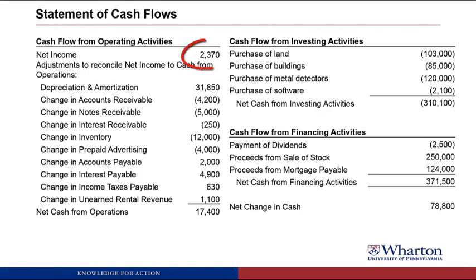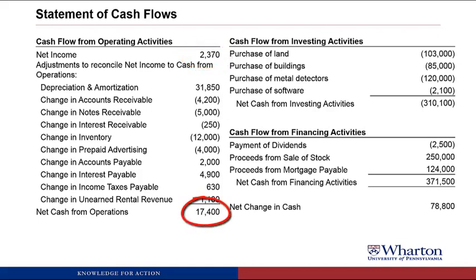So we see Relic Spotter's net income, which answers the question, did Relic Spotter price their rentals and sales high enough to cover all the costs of running the business and thus post a profit? And we can see they did. They had a profit of $2,370.